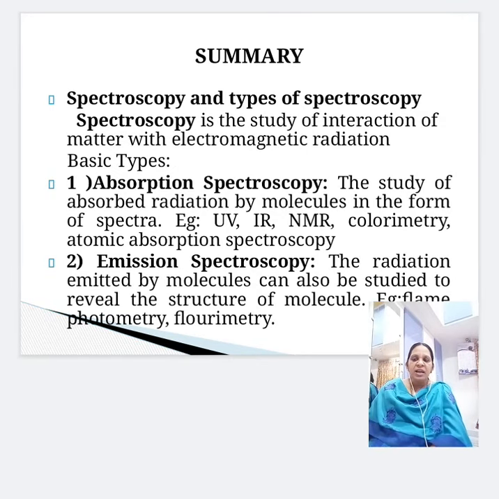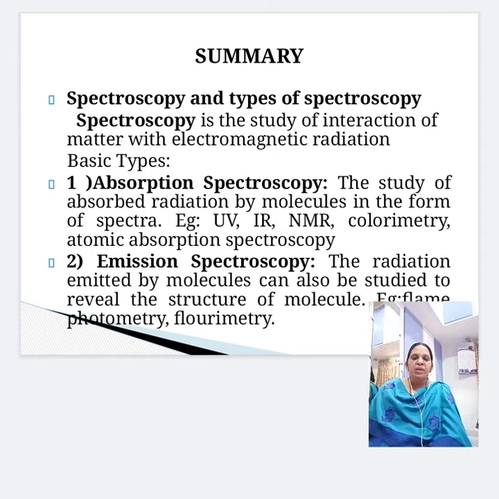Then we have studied spectroscopy. Spectroscopy is the study of interaction of matter with electromagnetic radiation. What are the types of spectroscopy? The basic types are emission spectroscopy and absorption spectroscopy.